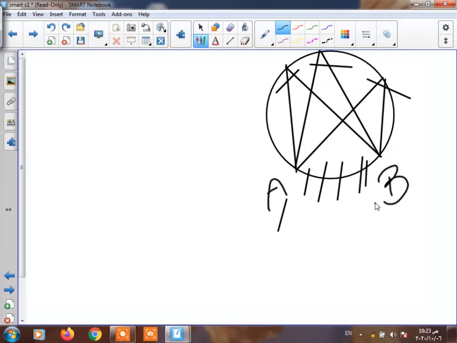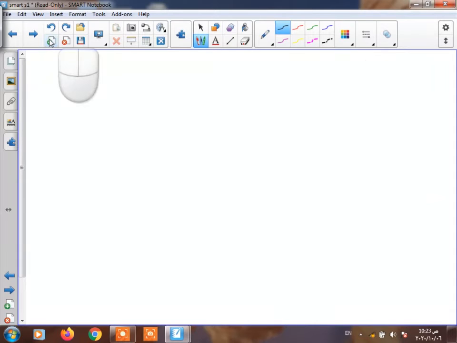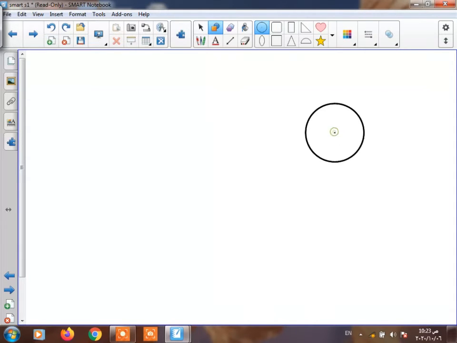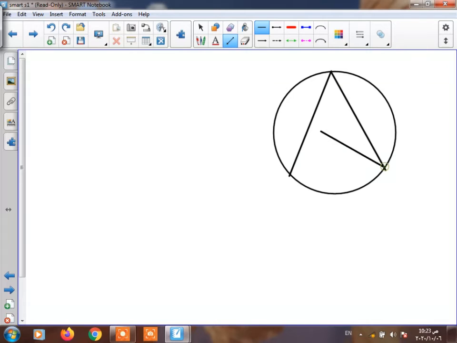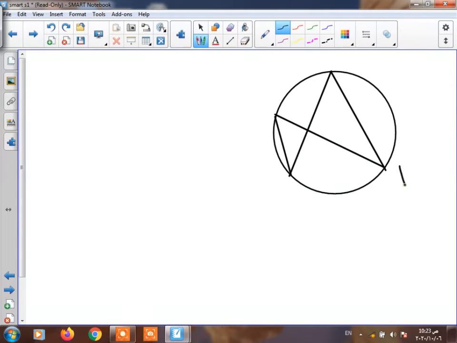So, in addition to that, if you have a circle and we have an inscribed angle just like that, and another one just like that, can you see them? We have angle ABD and angle ACD, and each of them is subtended by the arc AD. That means they are equal in measure.